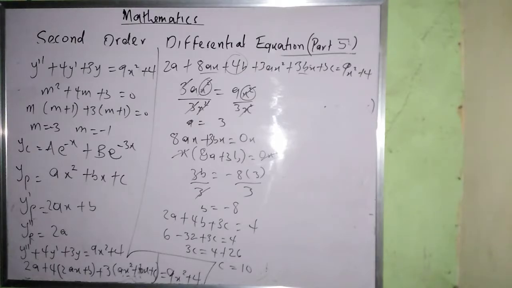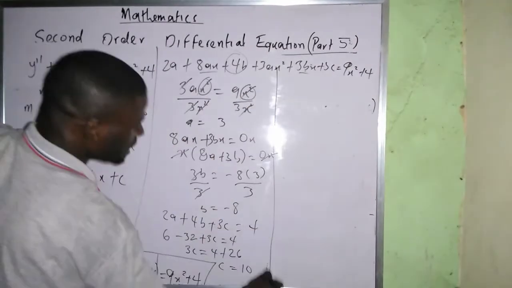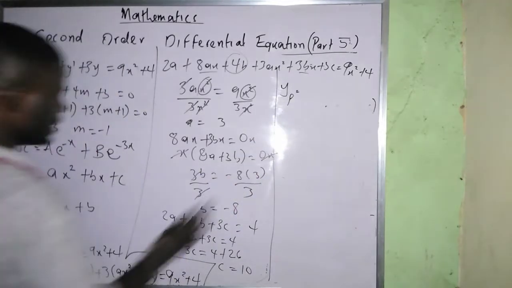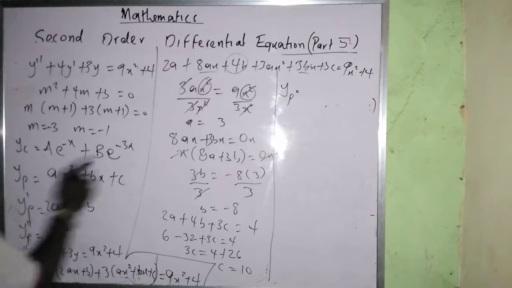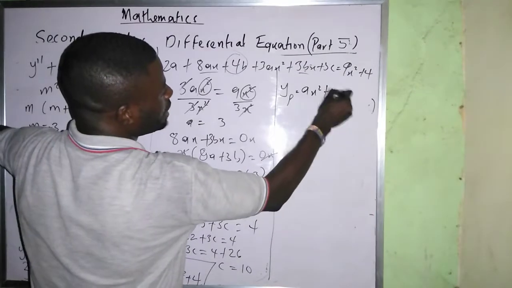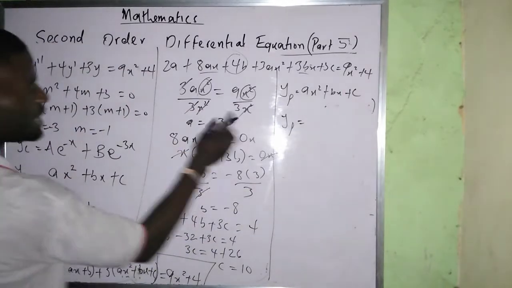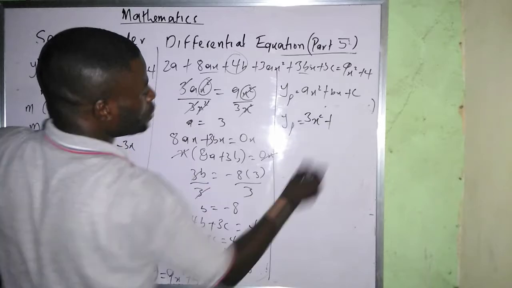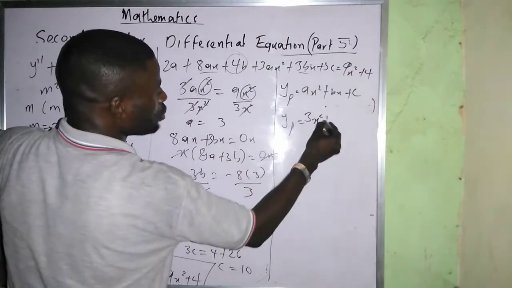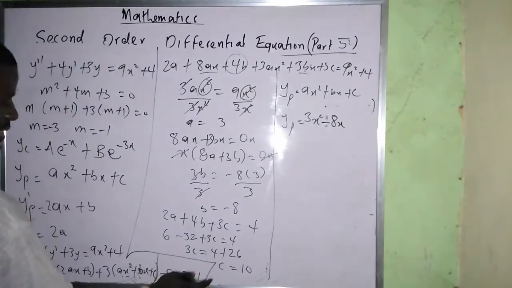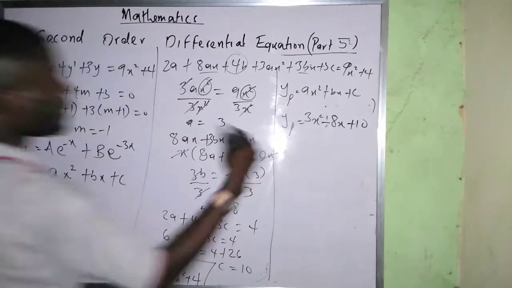Now, since my c is equal to 10, I will move on to my particular solution. My y particular will be equal to ax squared plus bx plus c. What is my a? My a is 3. 3x squared plus, what is my b? Minus 8x. My c is plus 10. That is my y particular.